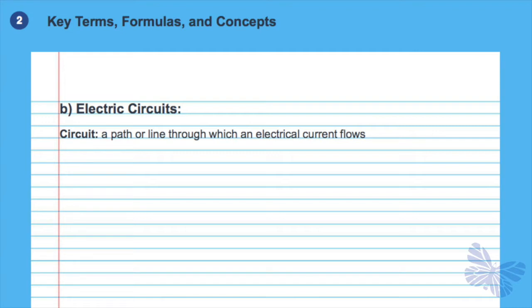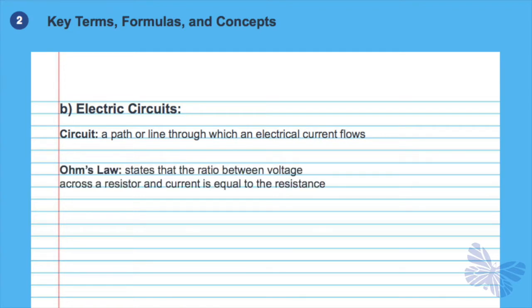And so it's basically just a combination of wires with resistors or capacitors or inductors, which I'll talk about later. And the real law that you need for circuits in this class, at least, is just Ohm's law, and that just states that the ratio between the voltage across the resistor and the current is equal to the resistance. So that's just V equals IR, or I equals V over R, R equals V over I.